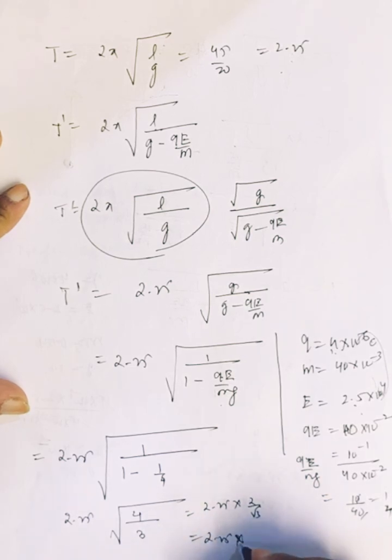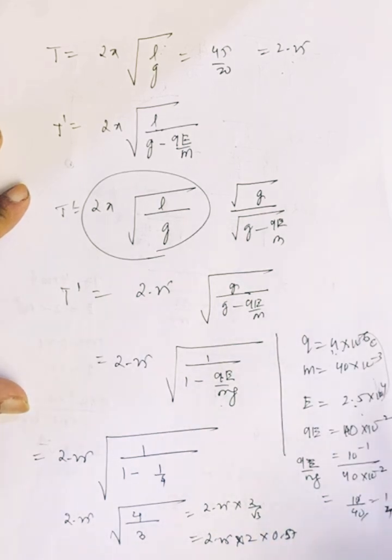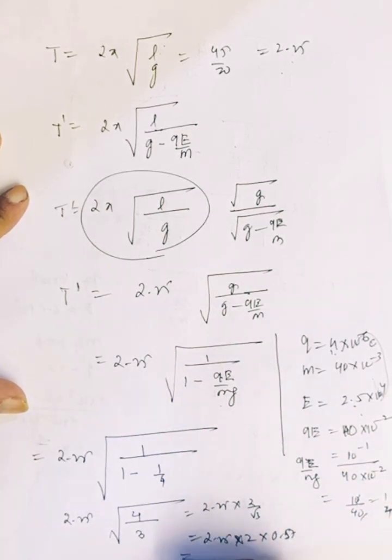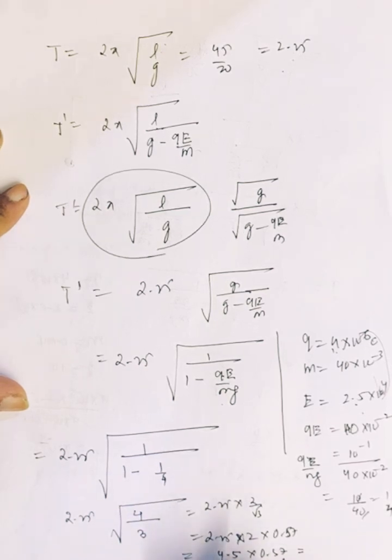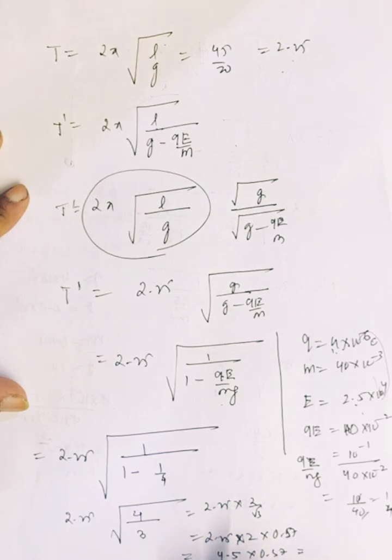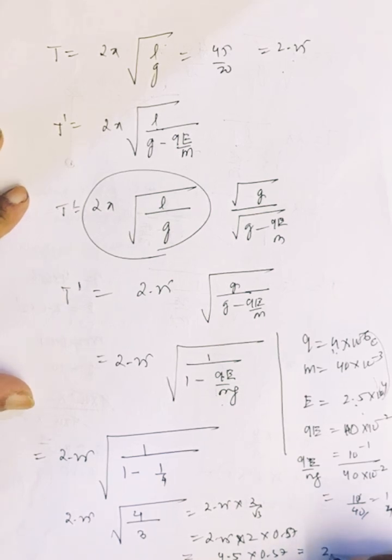Now 2.25 into 2 into 0.57. You should remember the values of 1 by root 2, 1 by root 3, 1 by root 5, 1 by root 7. You should know them for easy calculation. So we have 4.5 into 0.57. This much you should calculate. I can calculate here itself. 57 fours are 228, 57 fives are 285. So I'll get 2.28, and that is approximately 2.6.